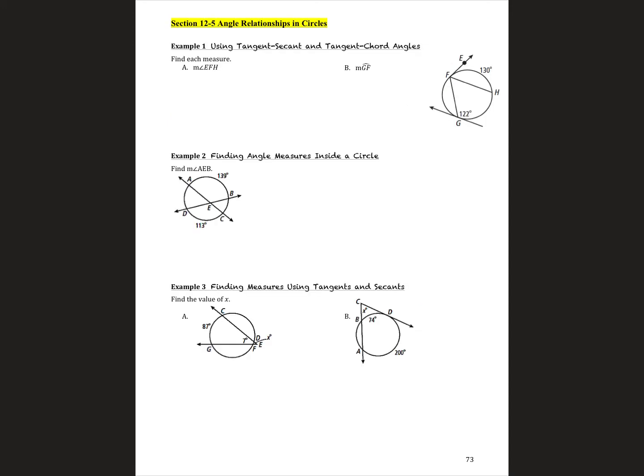On page 73, we have a lot of theorems here. So if you're looking for measure of angle EFH, F is an inscribed angle. The angle is equal to half of the arc. So half of 130. And so the angle measure is 65 degrees.